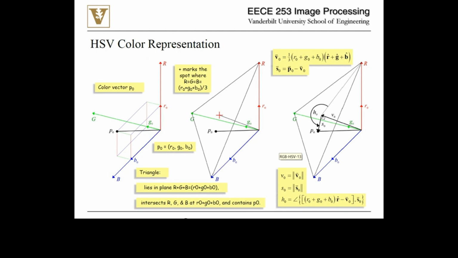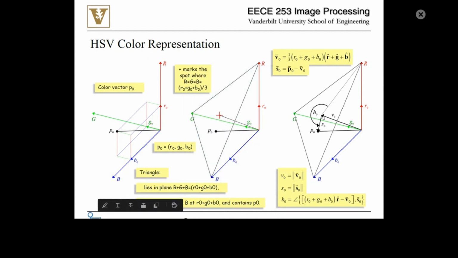Let's construct S. Okay, so S will be, you take the color you are trying to represent, you take the point in the triangle of the hexagon, you take the point in the triangle that contains your color, and that is at the middle of that triangle, and then you compute this difference. And S is the module, is the length of that vector. So now we have S and V, and we're missing H. Okay, so what is H?